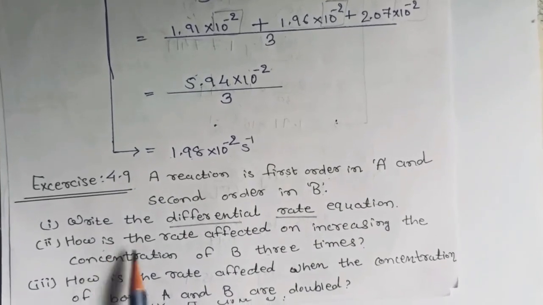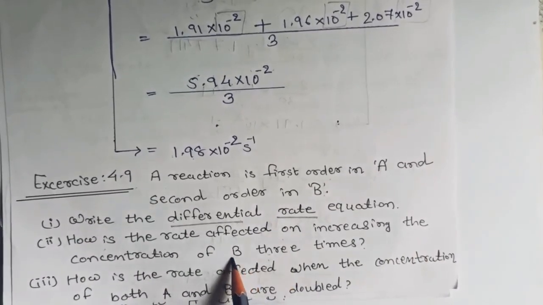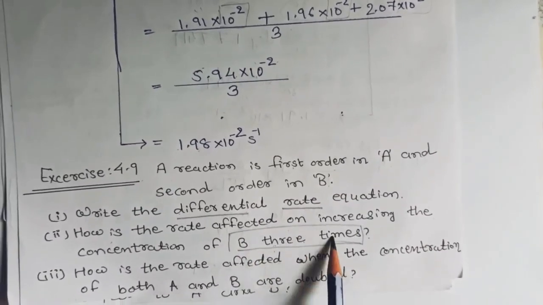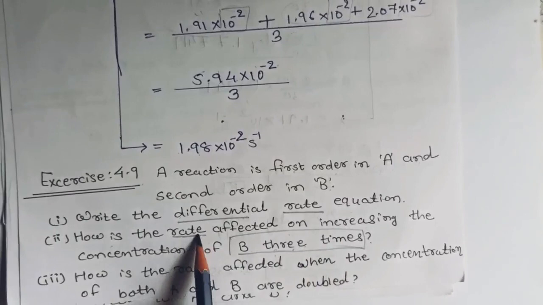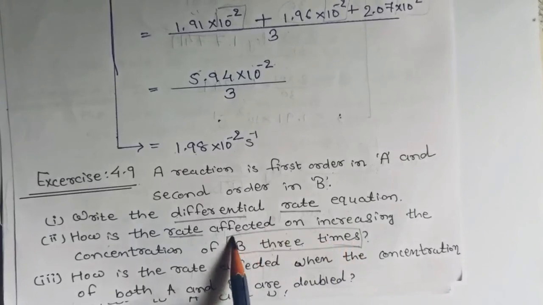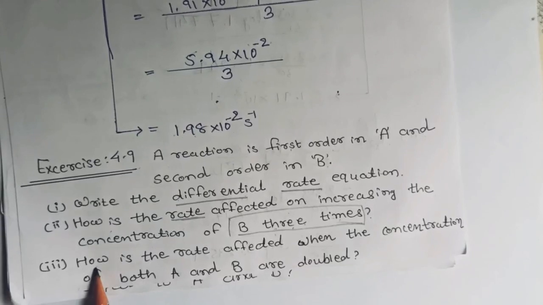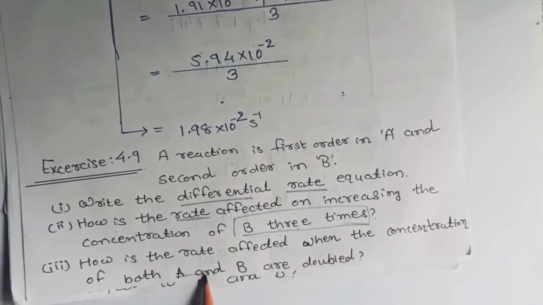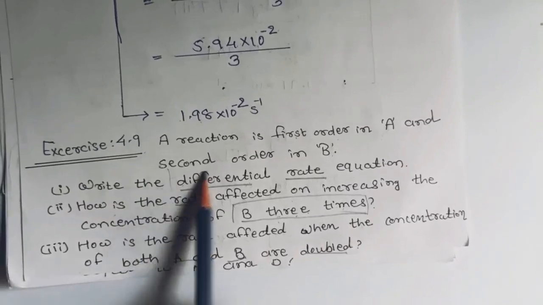Then how is the rate affected on increasing the concentration of B 3 times? Right, here we have to increase the concentration of B 3 times, and when you increase the concentration of B 3 times, you have to calculate the rate for the reaction, or you have to measure what is the effect on the rate when we increase B 3 times, right. Now similarly, we also have to calculate how is the rate affected when the concentration of both A and B are doubled.